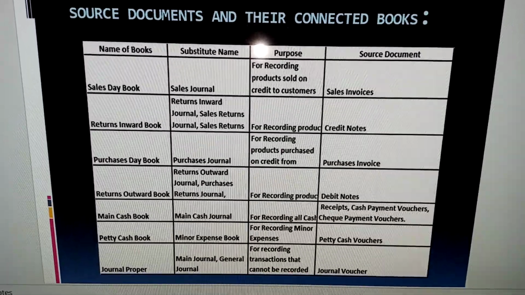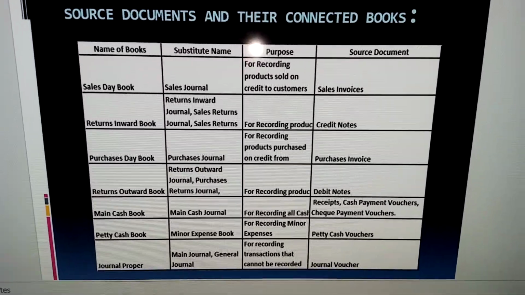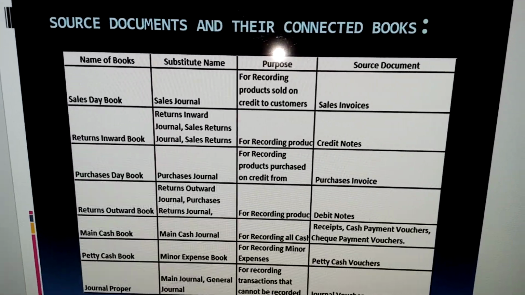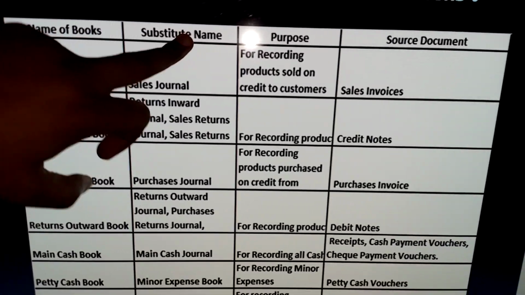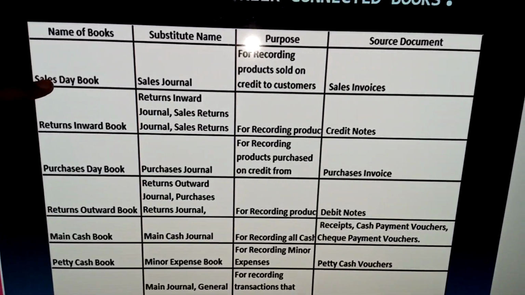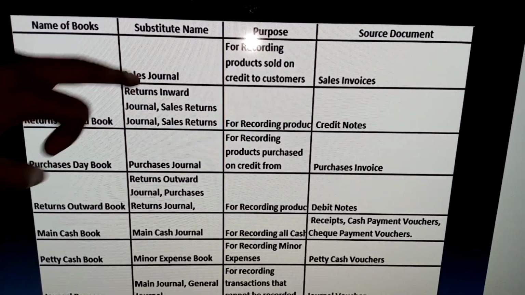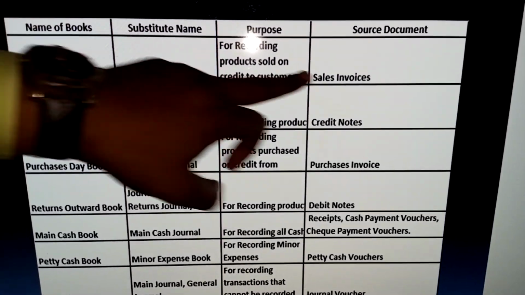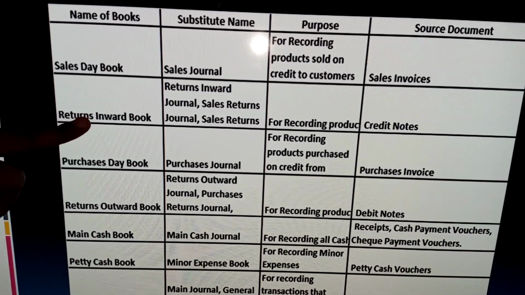Remember, we talked about source documents being documents from which information is obtained to prepare books of account. Now we're going to look at the source documents and the books they are connected to. The first one here, we have name of book, substitute name, purpose of the book, and the source document. Now we have sales day book. Another name for sales day book is sales journal. Sales journal is for what? For recording products sold on credit to customers. The connecting source document is what? Sales invoice.